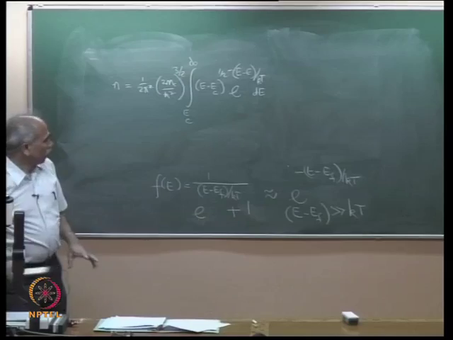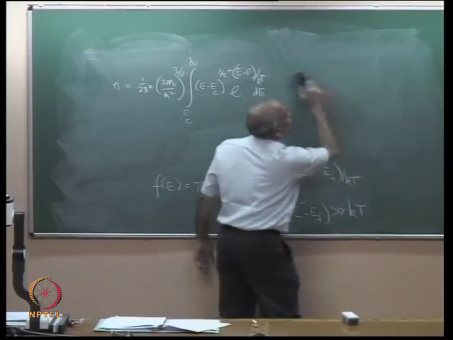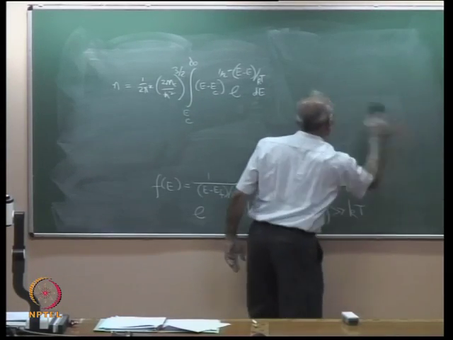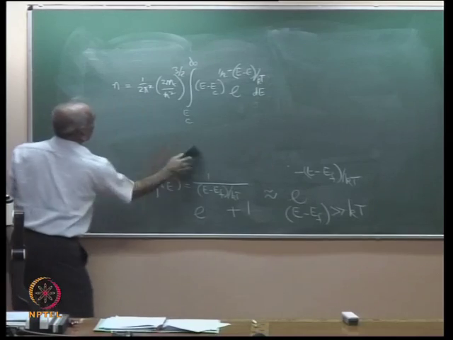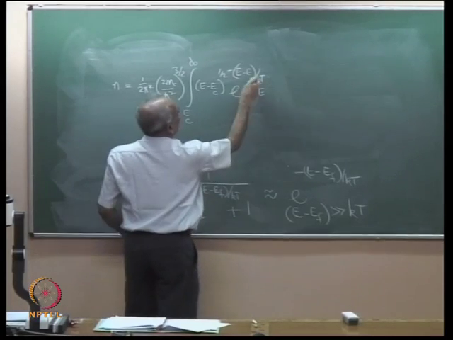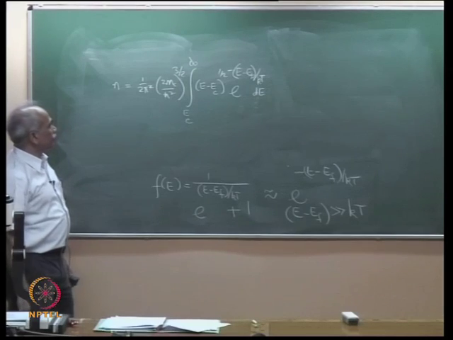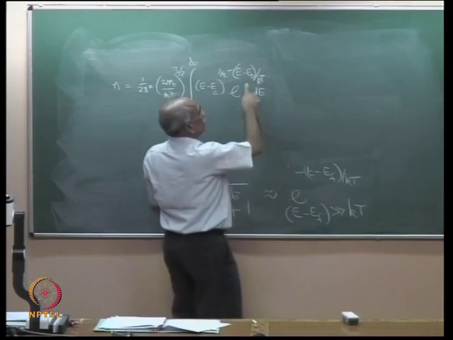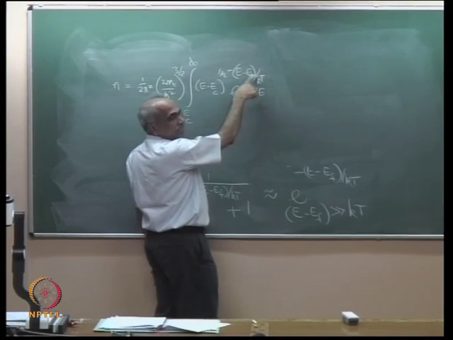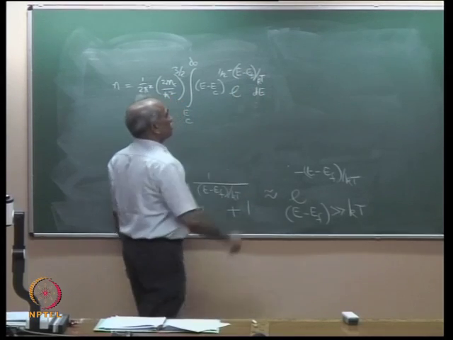This is now integrable. It's easily integrable. So E minus EF by KT. So how do we integrate this? Follow the same procedure, add and subtract EC. Some of you would have done this already.